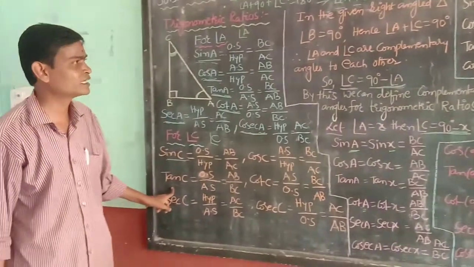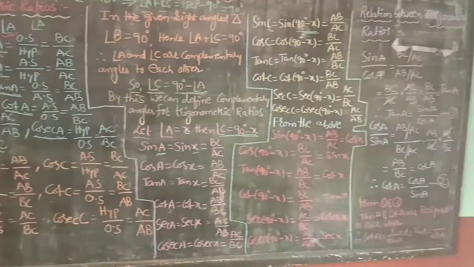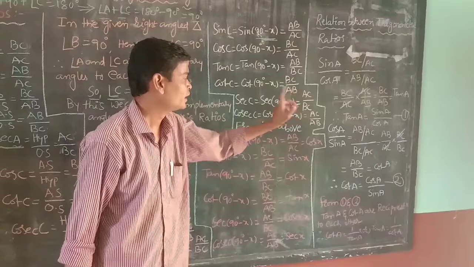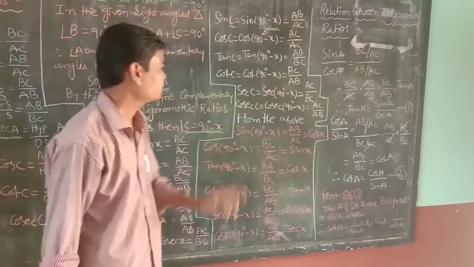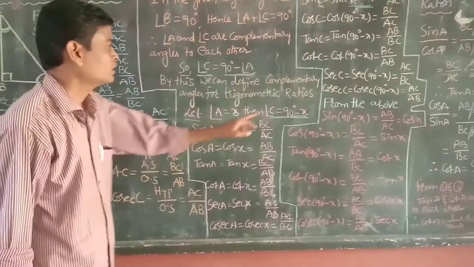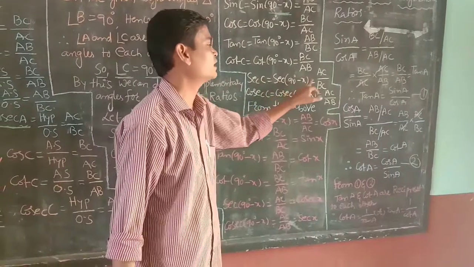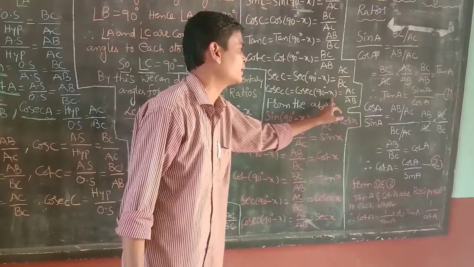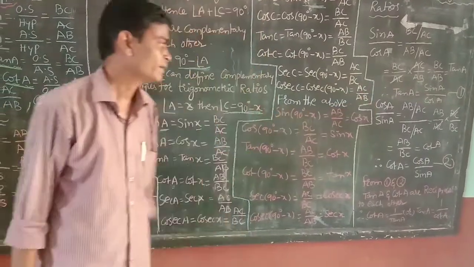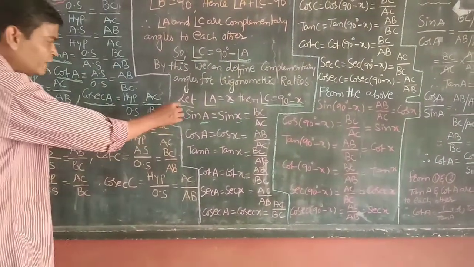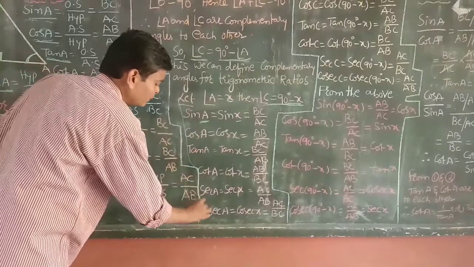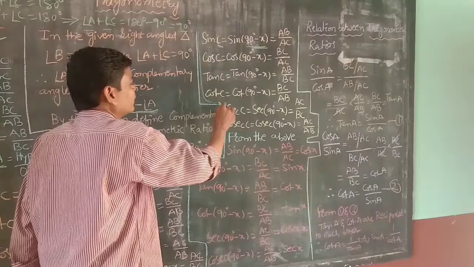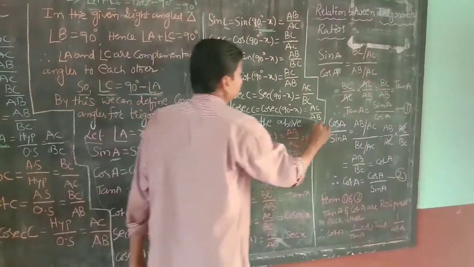In the same way, tan C is AB by BC, cot C is equal to BC by AB. Like the same way, sec C is equal to sec of 90 degrees minus x, which is equal to AC by BC. Cosec C is equal to cosec of 90 degrees minus x, which is equal to AC by AB. So here we have defined the 6 trigonometric ratios for angle A, and here we have defined the 6 trigonometric ratios for angle C.